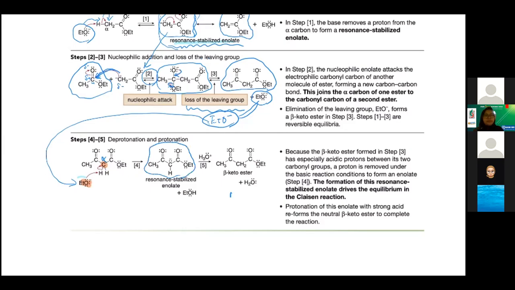Next comes the aqueous acid solution. This one is protonated again here, taking the proton, and the beta keto ester is generated. The beta keto ester is reformed. This is the main reaction mechanism of the Claisen reaction.